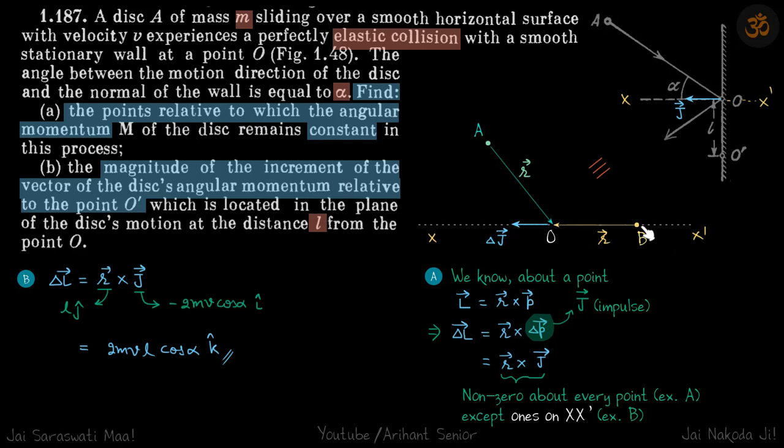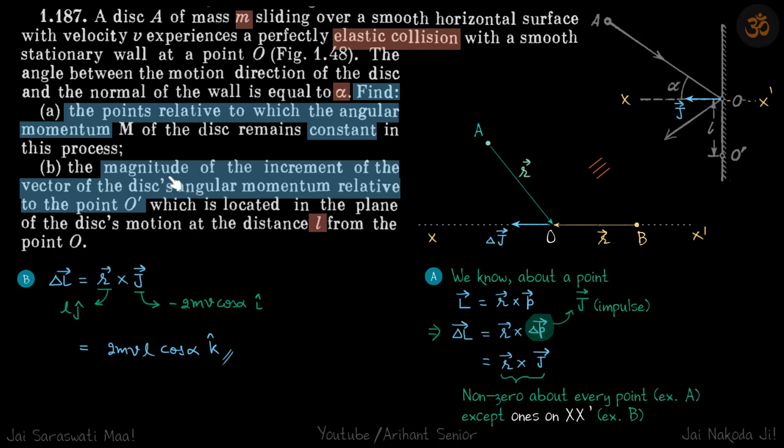So again I have taken one example. So let's take a point B on x dash axis. So from B, this is r vector and delta J is also here. So r cross delta J is 0. So on every point on this line, r cross delta J is 0, which means delta L is 0. And if you take any other point except the ones on this line, you can see r cross delta J will have finite value. But we don't want any change in angular momentum because that's what we want, the points relative to which angular momentum is constant. So our answer is all the points on x dash.